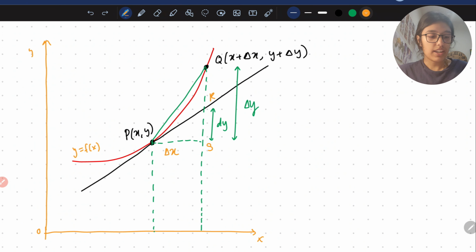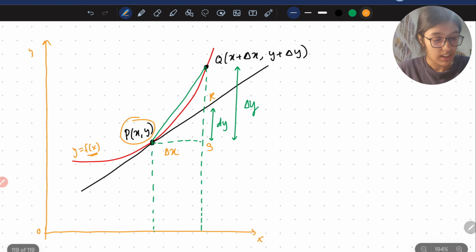On your screen right now, I just drew a function. Let's say that function is f of x, denoted by this red line that you see. On f of x, we have 2 points, point P and point Q. Those are our 2 points that lie on this parabolic function, if you want to call it that. It lies on the function f of x.